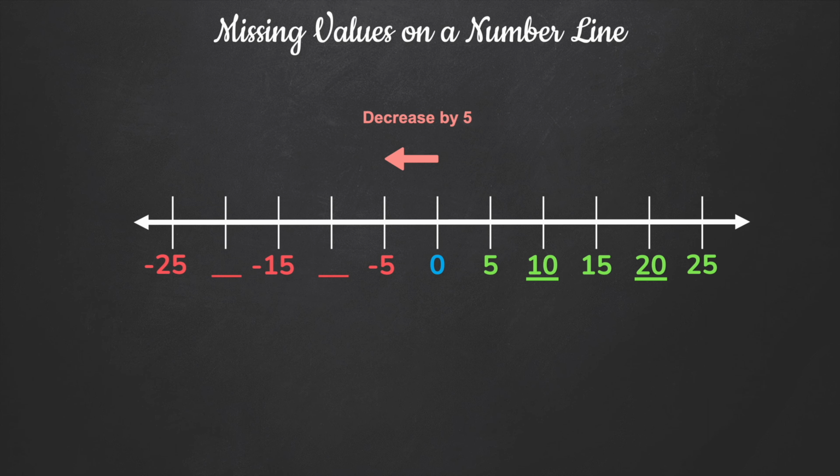And then if we take a look in the opposite direction, we are decreasing by 5. So if we're going to the left of 0, we have 0, negative 5, negative 10, negative 15, negative 20, and negative 25.